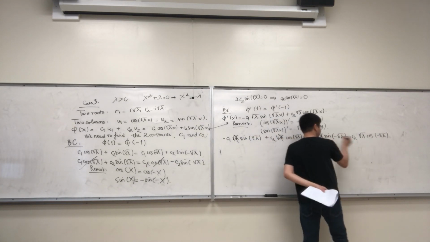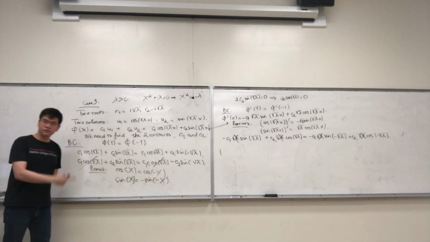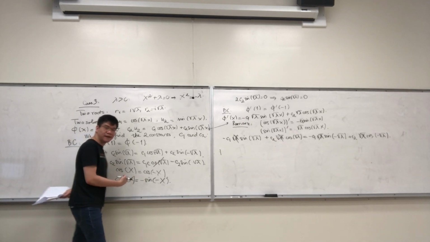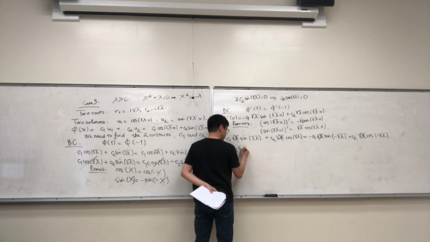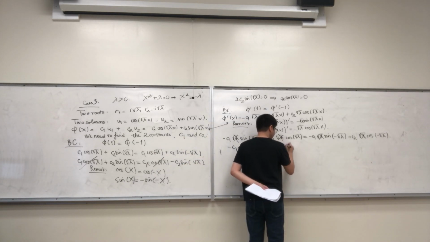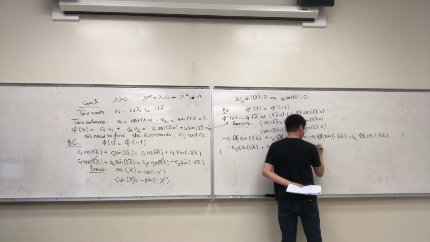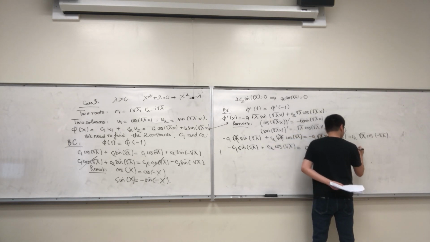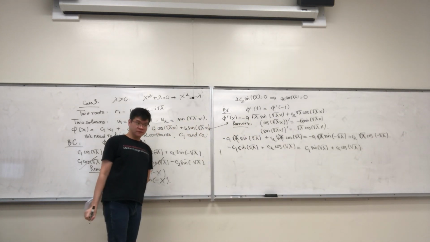I'm going to remove all of them. I'm going to use this formula again. Cosinus of x will be cosinus of minus x, and sinus of minus x is minus sinus of x. So I have minus C1 sinus of square root of lambda plus C2 cosinus of square root of lambda, and here I have C1 sinus of square root of lambda plus C2 cosinus of square root of lambda. All right? It's clear?